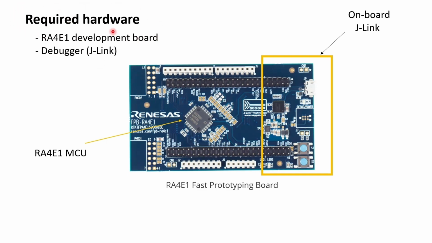So next is the required hardware. In this course, I choose the RA4E1 fast prototyping board as the starter board. You can see here is the RA4E1 microcontroller. It's almost all the I/O pins out here. Here is the most important part of the course. This is an on-board debugger. You can download the executable image to the microcontroller directly and debug it as well. What you have to do is only plug a micro USB cable in here. Here is the micro USB port.